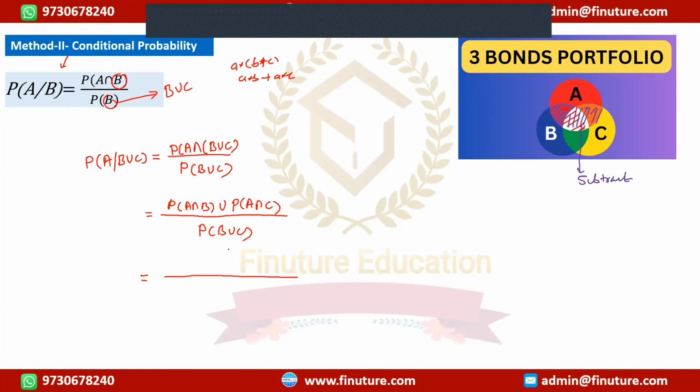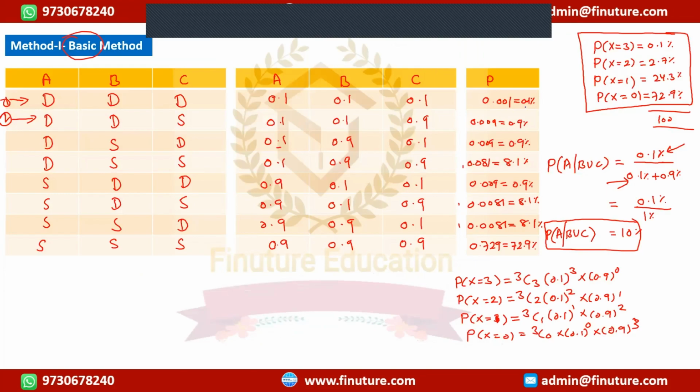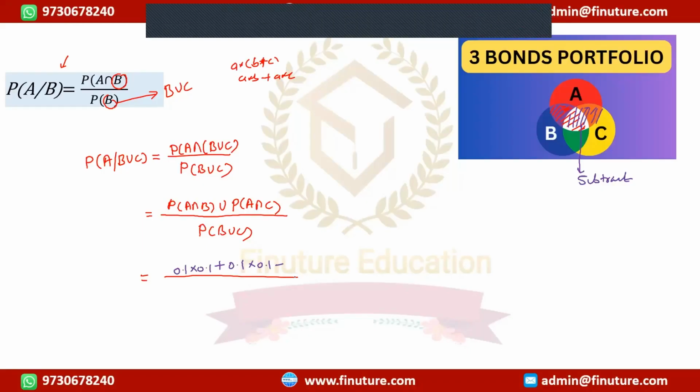Okay, so what we'll do, we'll calculate probability of A and B, because we know that these are independent events, defaults are independent. So the probability would be just 0.1 into 0.1. Same case for A and C, 0.1 into 0.1. But you have to subtract the probability of all three defaulting, which was how much? It was 0.1%. So that we will subtract.